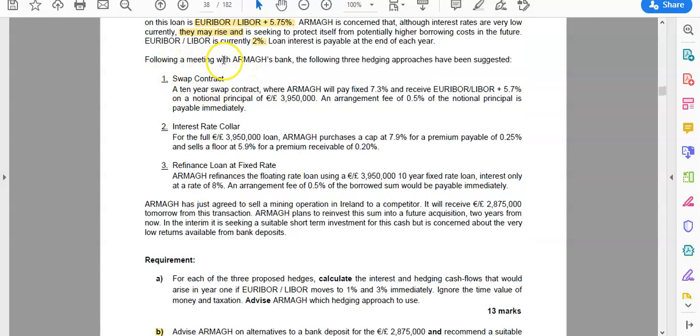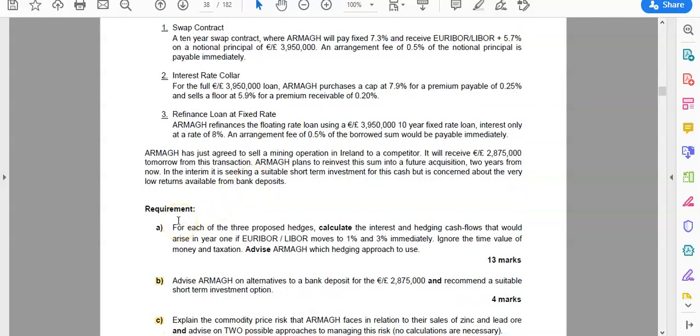And the bank, Armaz Bank, have given them 3 hedging alternatives: a swap, an interest rate collar, and a fixed rate. And you're asked then in Part A, which we'll tackle first, for each of the hedges, to calculate the interest and hedging cash flows that would arise in year 1 only. And they give you 2 different scenarios. And here they tell you to ignore time value of money. So they simplify it slightly.